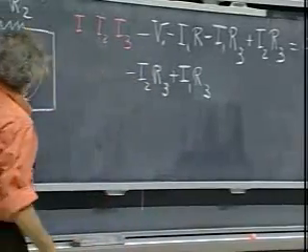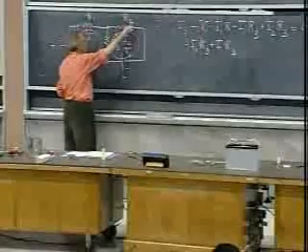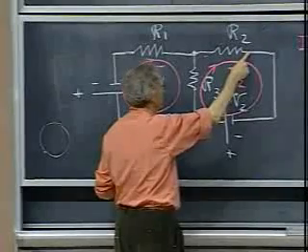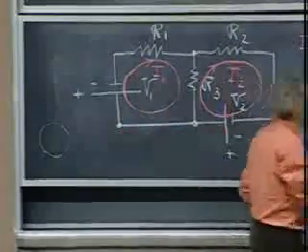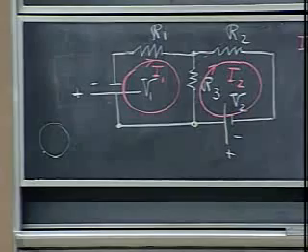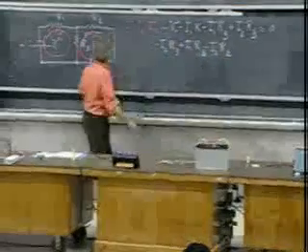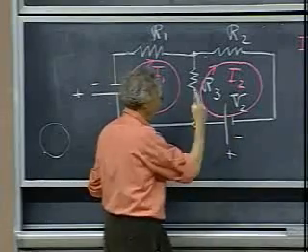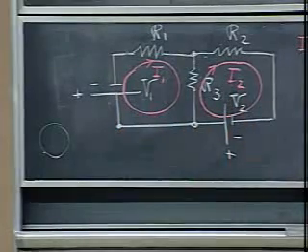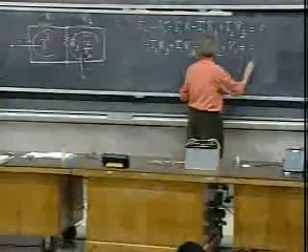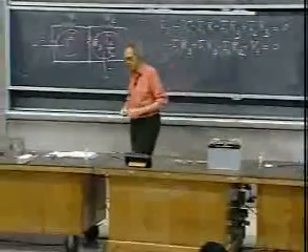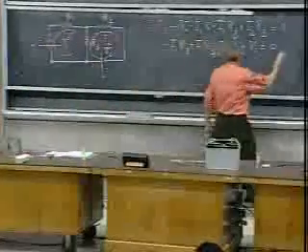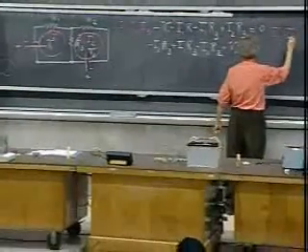Now I go through R2 in this direction. Current I2 is also in this direction, and so this must have a higher potential than this. So I go downhill in potential, so I have minus I2 times R2. I come down here, here's a battery, and it goes up in potential, so I get plus V2. And that's 0. Two equations with two unknowns. I can solve for I1, and I can solve for I2. So I1 and I2 pop out.